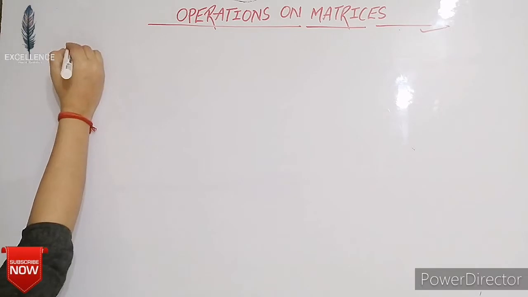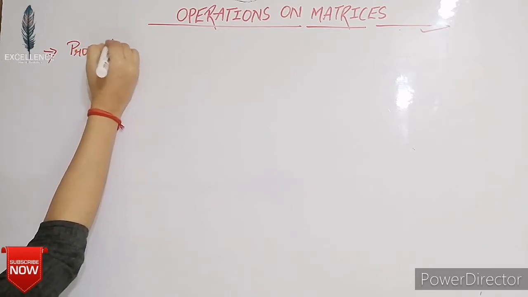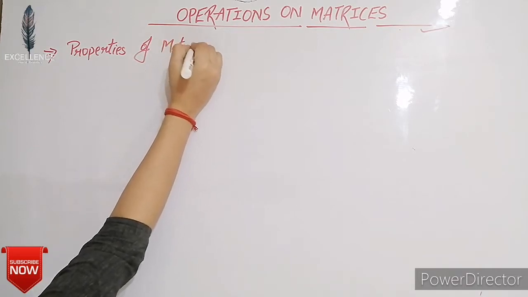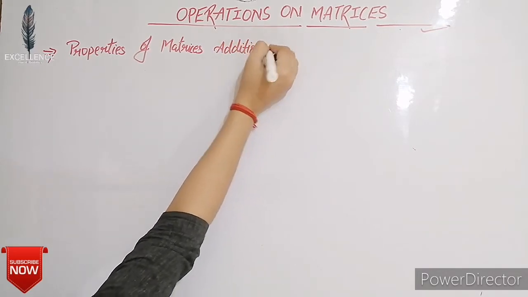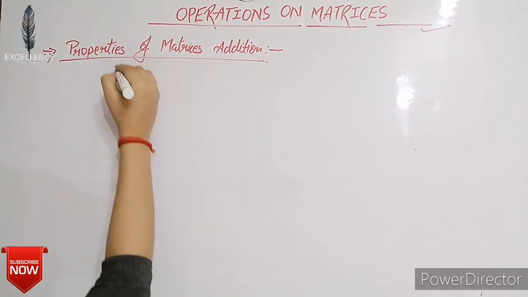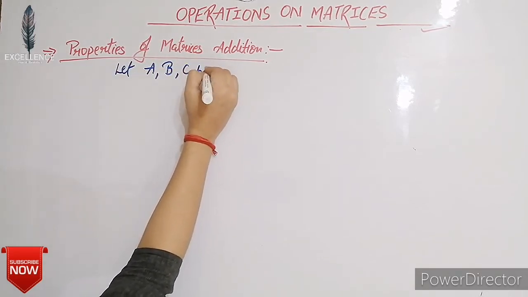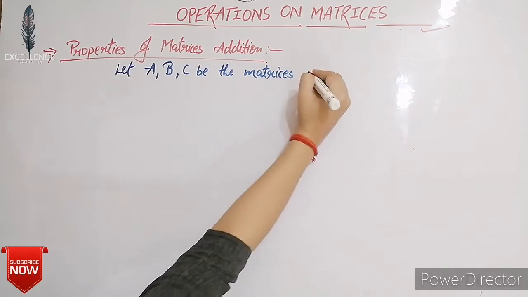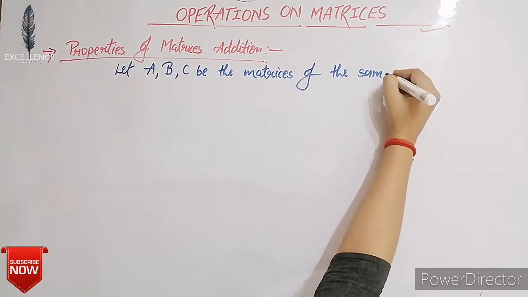Okay. Now see the properties of this operation. Properties of matrix addition. Let A, B, C be matrices of the same order m into n. Okay, clear? It is an addition operation, so the order of the matrices must be the same.